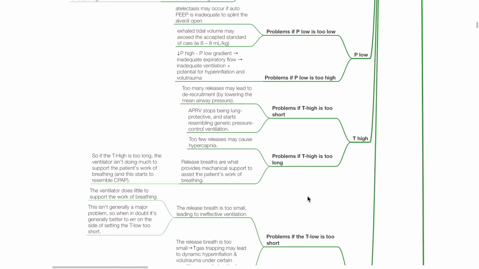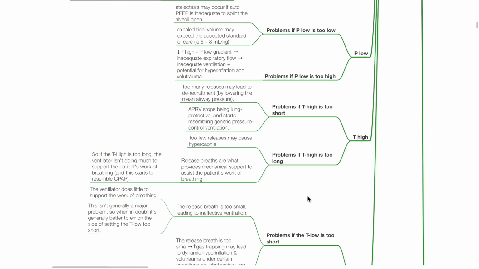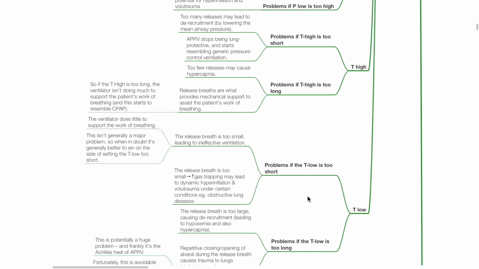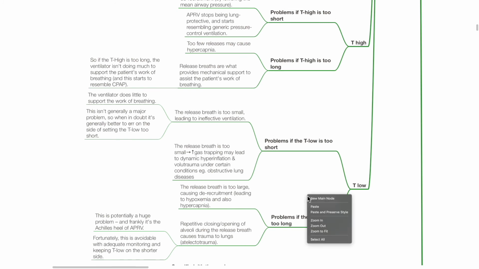T-high. Problems if T-high is too short. Too many releases may lead to de-recruitment of the lung by lowering mean airway pressure. APRV stops being lung protective and starts to resemble generic pressure control ventilation. Problems if T-high is too long. Too few releases may cause hypercapnia. Released breaths are what provide mechanical support to assist the patient's work of breathing. If T-high is too long, the ventilator isn't doing much to support the patient's work of breathing, and this starts to resemble CPAP.